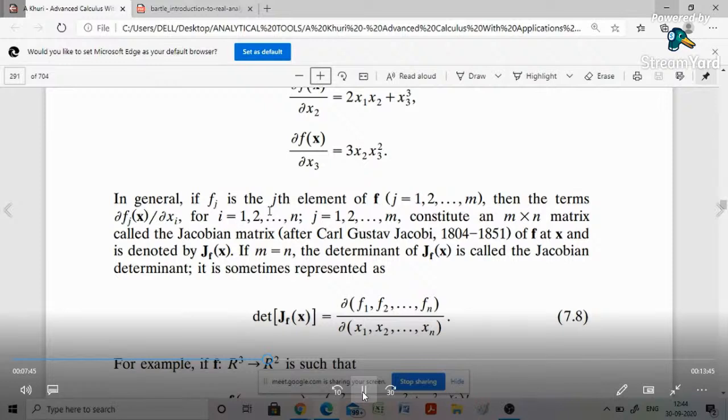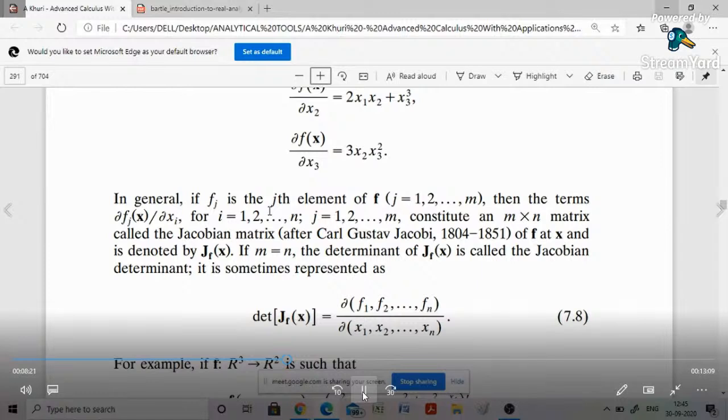What will be the components of the matrix? First row will consist of ∂f1/∂x1, ∂f1/∂x2, ..., ∂f1/∂xn. Second row consists of the derivatives ∂f2/∂x1, ∂f2/∂x2, ..., ∂f2/∂xn. Similarly, continuing in this fashion, we get the mth row, that is ∂fm/∂x1, ∂fm/∂x2, ..., ∂fm/∂xn.